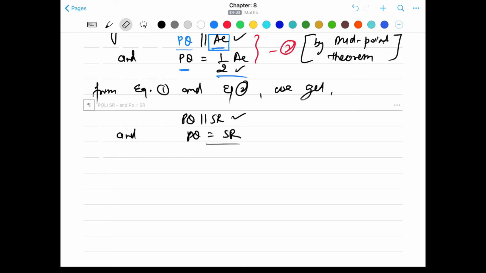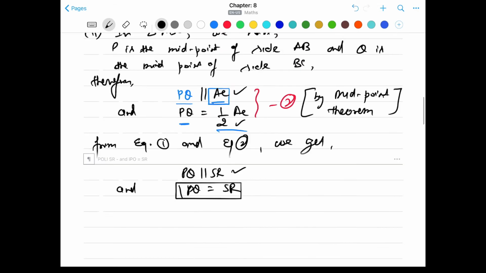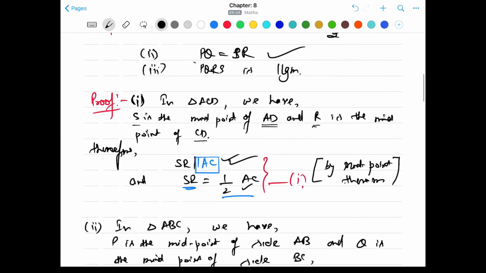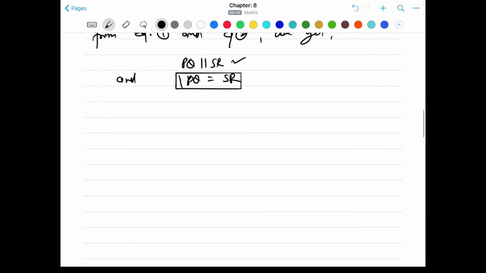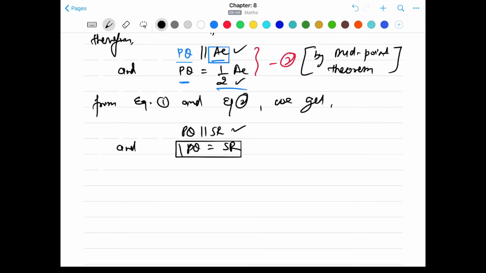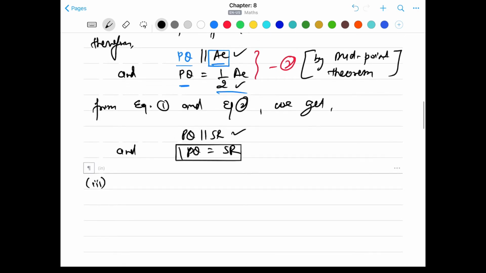So that's the proof of part 2 of question number 1, that PQ is parallel and equal to SR. That's what we were asked to prove here, that PQ is equal to SR. Now in the third part we have to prove that PQRS is a parallelogram. Let's start part 3 of question number 1.